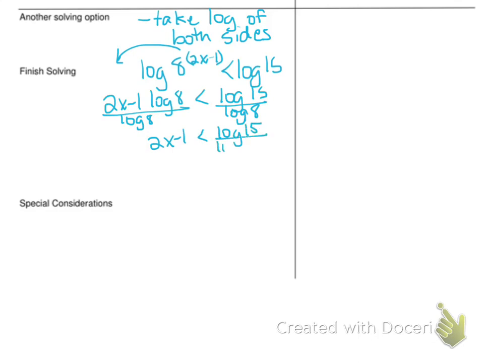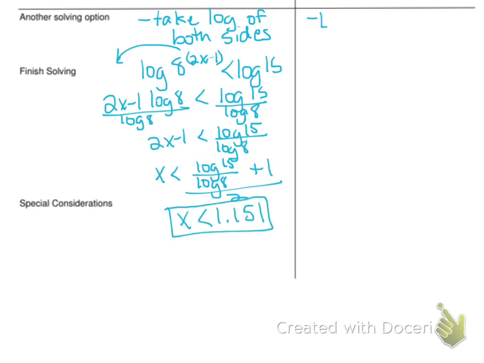The thing that makes this different, or maybe possibly easier, is I did not have to change the sign, but it does have an additional couple of steps that you have to write down. So I didn't have to change the inequality sign, but I had a few more steps. I get the same answer, x is less than 1.151.